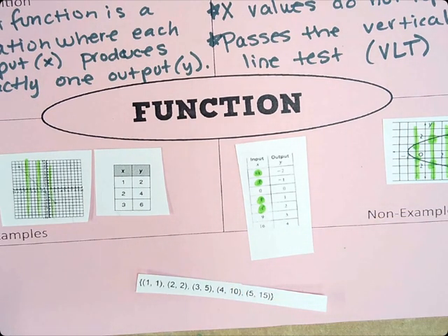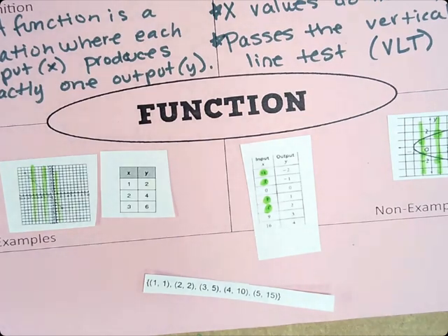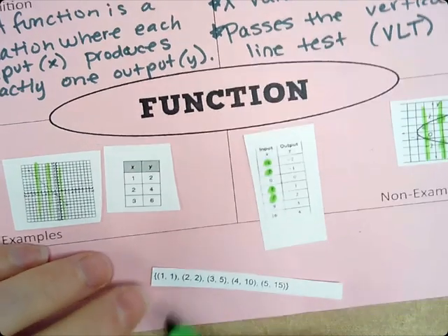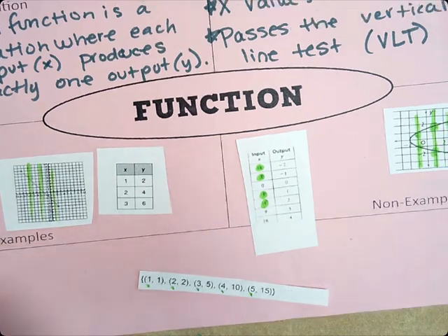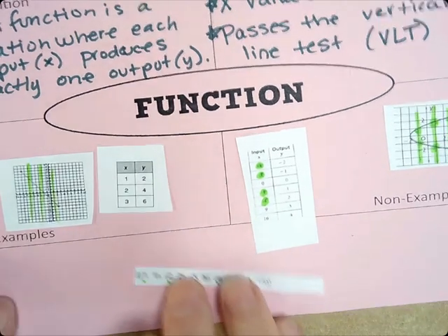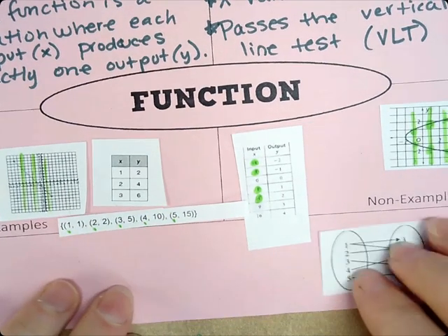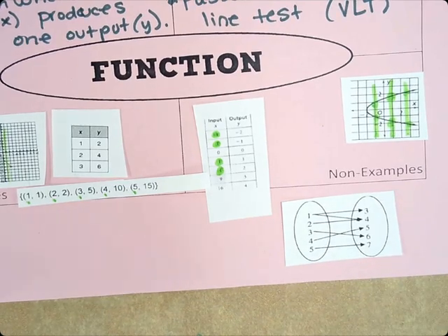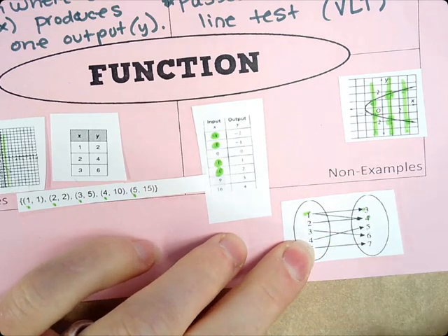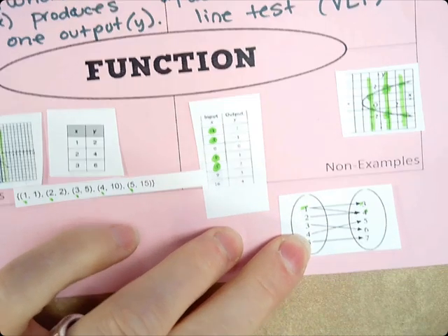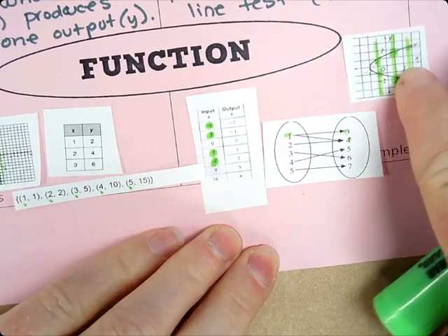Ordered pairs. You only look at your X's. So do the X's repeat on this one? No. 1, 2, 3, 4, and 5. X's do not repeat. So this is an example. And the last one. Do X's repeat? Yeah, 1 goes to 3 and 4. Can't do that. So this is a non-example.